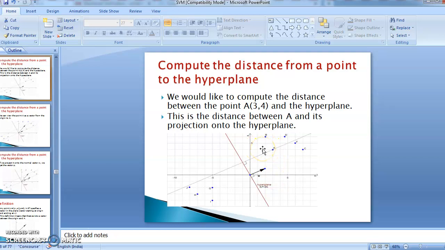Okay, so how can we find the distance? If we take the projection, and we have seen that the projection is always normal to the hyperplane. So you have to find the distance. You are supposed to find this distance from the margin line. So how can you find the distance?